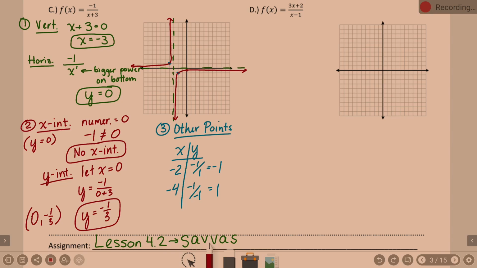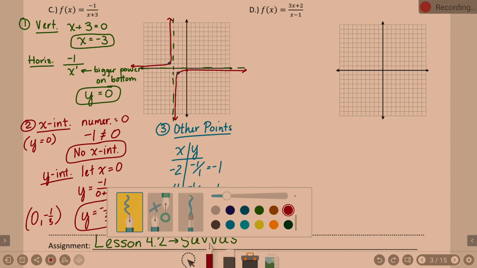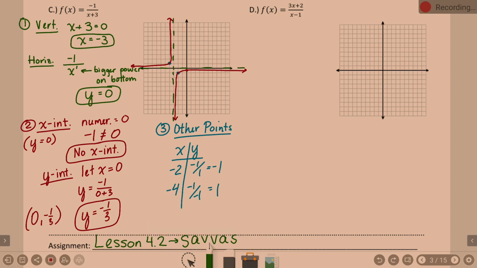I'm not looking for specific graphs. I'm looking for you to get the asymptotes in the right places and then figure out which corners your graph is in. Got it? Got the gist of what you're doing? Okay. We've got one more here, and then you guys should be able to use a little bit of work time.